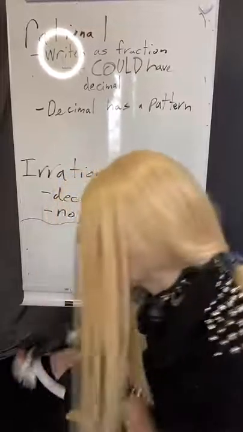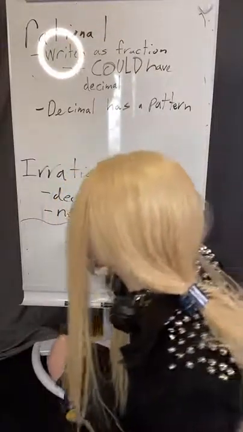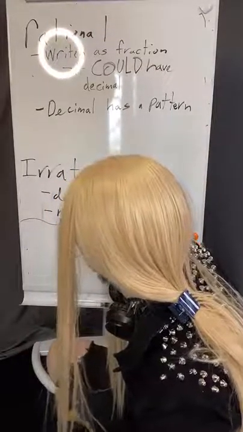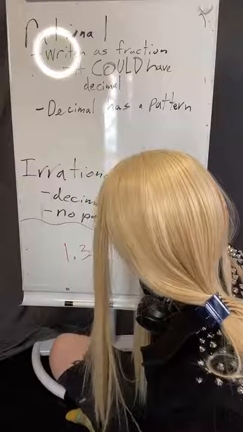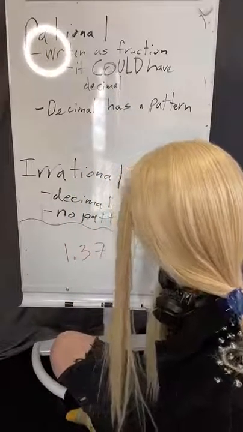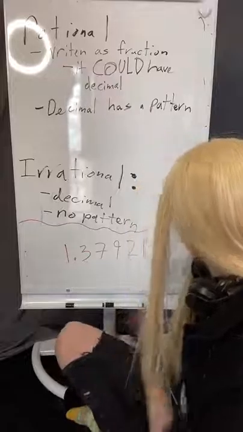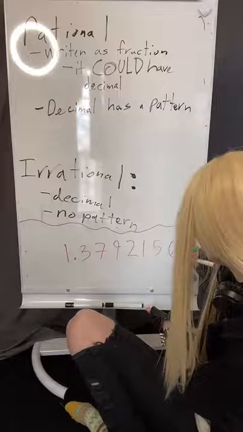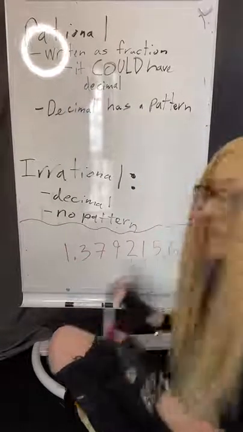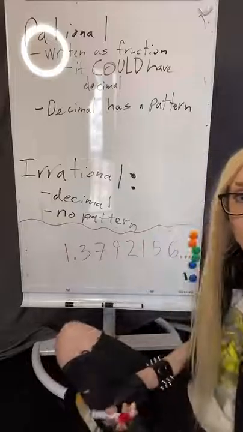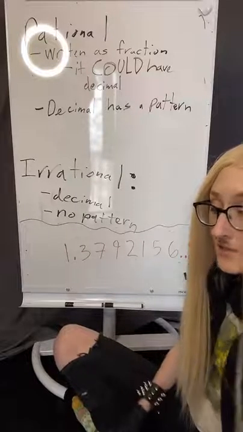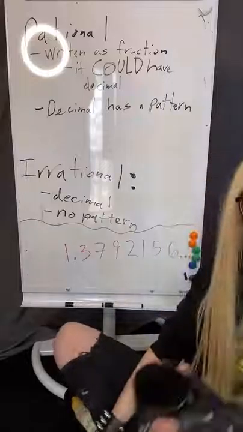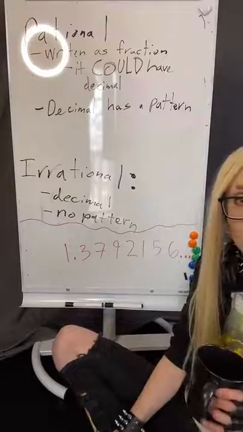All right, let's go with this. I'm going to do some digits, and then I'm going to do dot, dot, dot, okay? So the numbers keep going, but that's what I'm going to show you of it. Do you think that is rational or irrational? Take your best guesses.